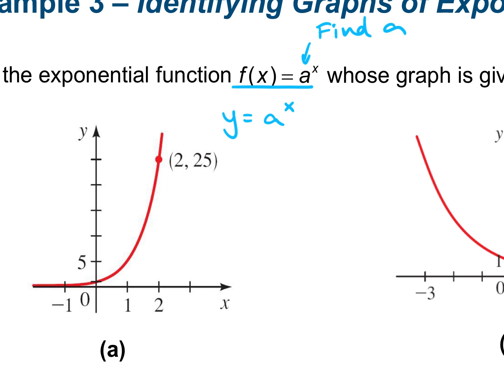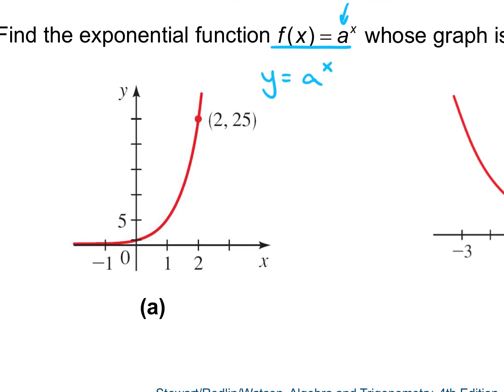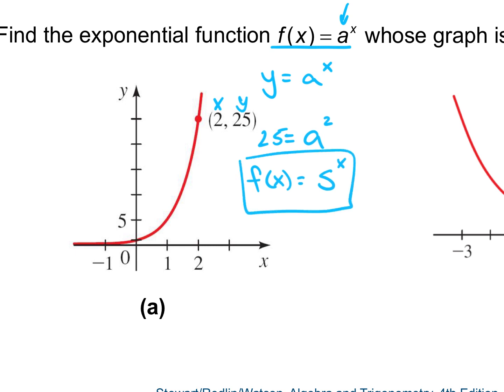So in this graph on the left in A, it gives us a point. So do we know what x is? Look at our point. What's x? 2. So I'm going to plug that into x. So I have a to the power of 2. And what's our y? 25. So let's think about it. What number squared gives us 25? 5. So our function here would be f of x is equal to 5 to the power of x. So you just have to find a. So use the point to help you find a.